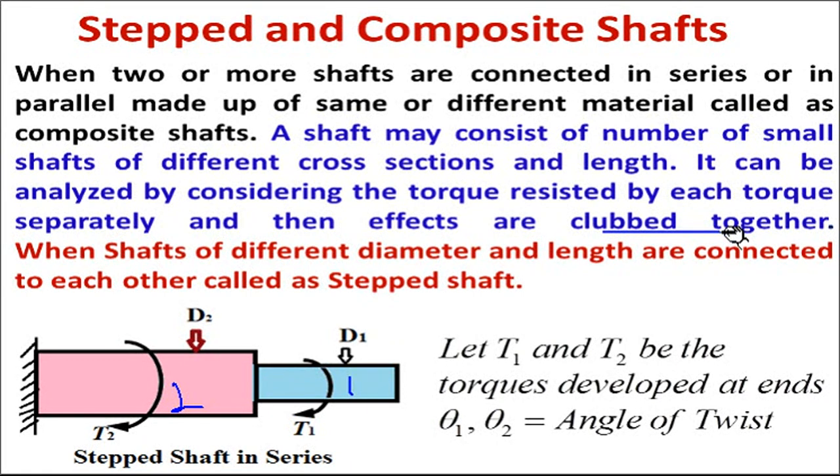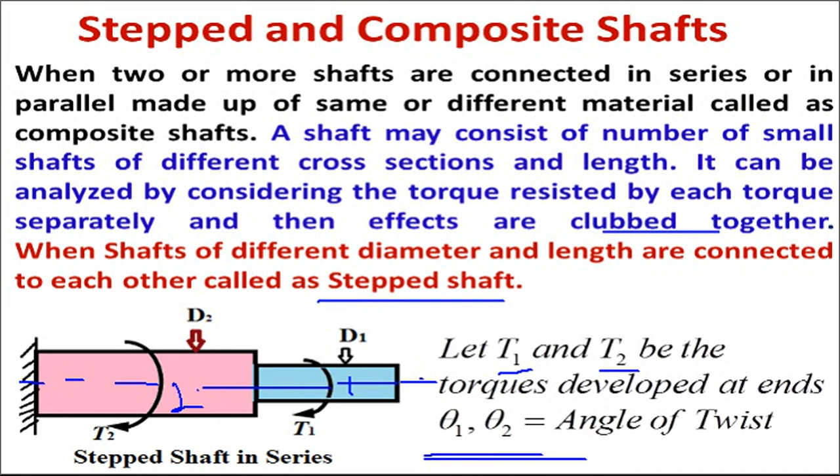When shafts of different diameters and lengths are connected to each other, that is called a stepped shaft. Now here you can see shaft 1 is subjected to torque T1 and shaft 2 is subjected to torque T2, and theta 1 and theta 2 are the angles of twist. So what is the angle of twist? It is nothing but the angle made by this particular center line whenever it is rotated when torque is applied. When torque is applied, this shaft will try to rotate, or there will be some deflection, and due to that deflection there will be slopes theta 1 and theta 2.